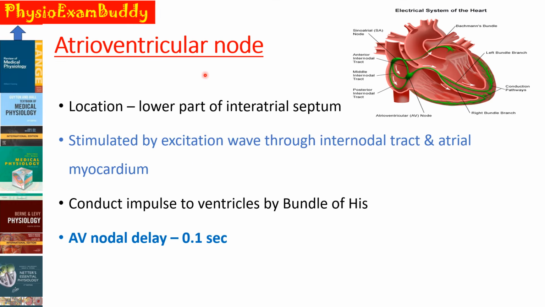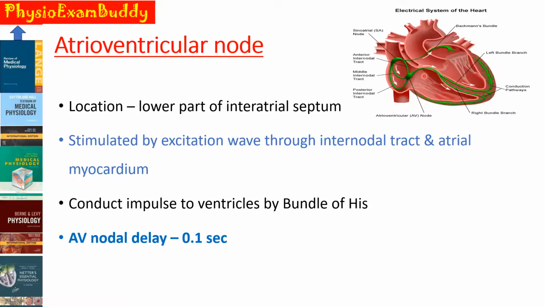Next, about the atrioventricular node. It is located in the lower part of the interatrial septum, posteriorly and towards the right side. It is stimulated by an excitation wave through the internodal tract and the atrial myocardium. And from the AV node, the cardiac impulse is conducted to the ventricles by the bundle of His, which is the only conducting pathway between the atria and ventricles.